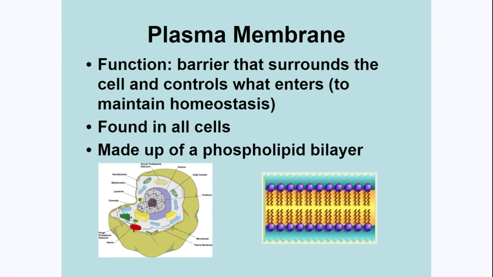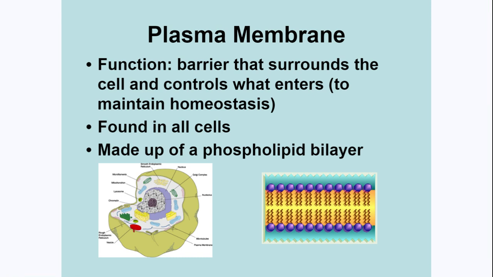The plasma membrane is found in every cell. If you're a cell, you have a plasma membrane. Remember, structure determines function. To be a cell, you have to have certain parts. You have to have a plasma membrane, you have to have cytoplasm, you have to have genetic material, and you have to have ribosomes. So in order to be a cell, you have to have a plasma membrane. And its job is to allow things in or out.